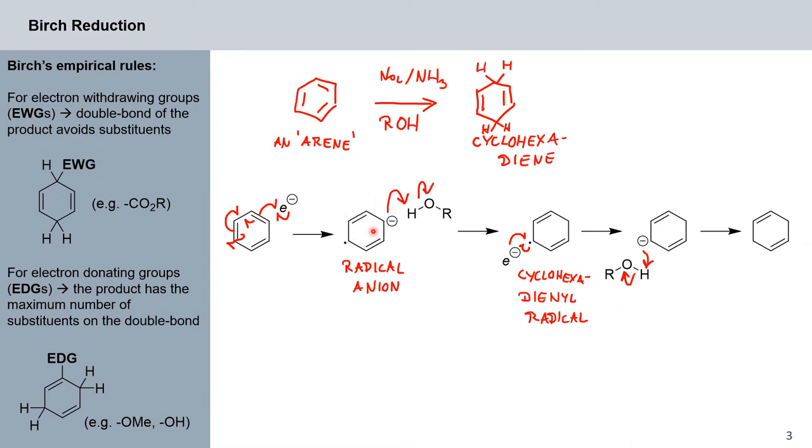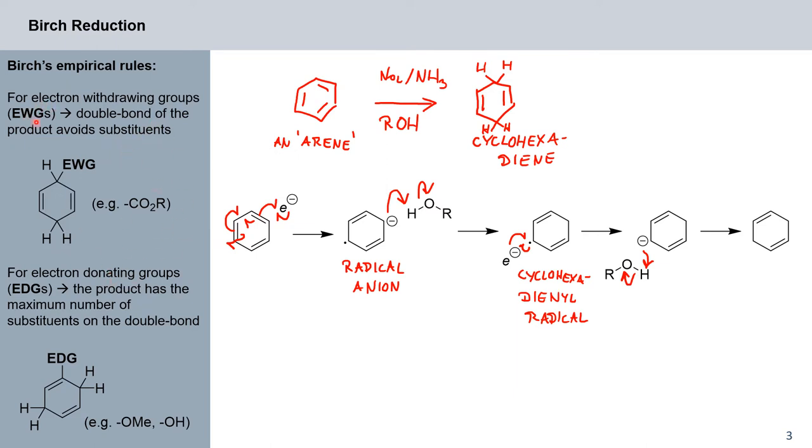So now, of course, in the case of benzene, there is absolutely no distinction where in this ring the first protonation takes place. However, for substituted arenes, this will matter quite a bit. We can have two types of substituents on our arenes: either electron withdrawing groups, like for example here, our carboxylate ester, or electron donating groups, abbreviated here as EDGs, for example methoxy or hydroxy groups, and then this Birch reduction will go in a slightly different way.